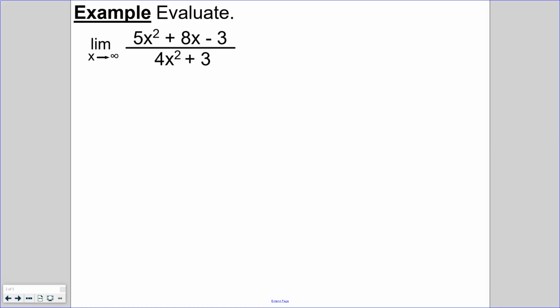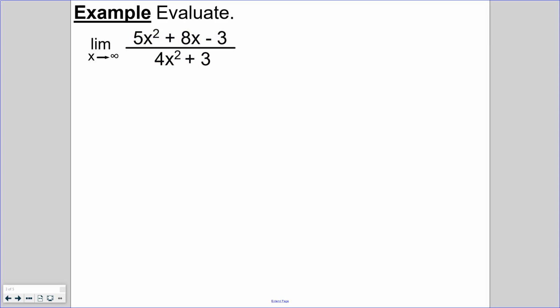For our first example, we're being asked to evaluate the limit as x approaches infinity of 5x squared plus 8x minus 3 all over 4x squared plus 3. So now the question is, how do we go about evaluating this limit? Well, if we look at this rational expression, it's really a polynomial in the numerator and a polynomial in the denominator. So if we apply what we know about evaluating limits at infinity of polynomials, we should be able to use that here for evaluating limits of rational functions. So let's go ahead and do that.